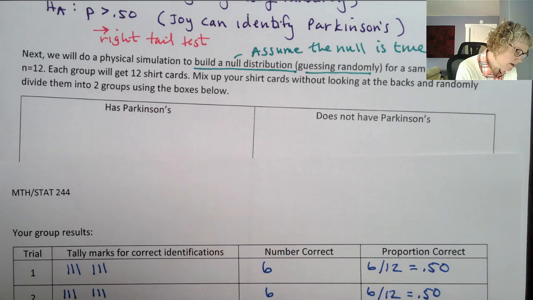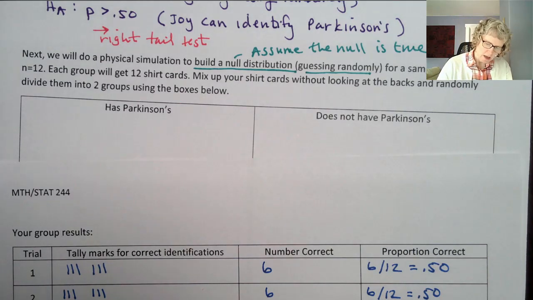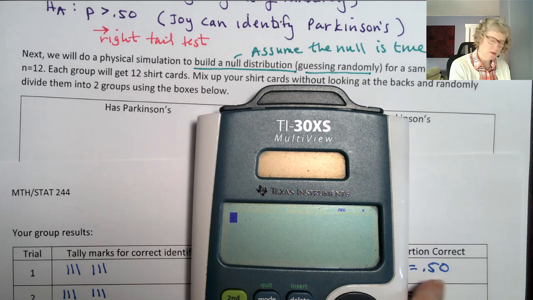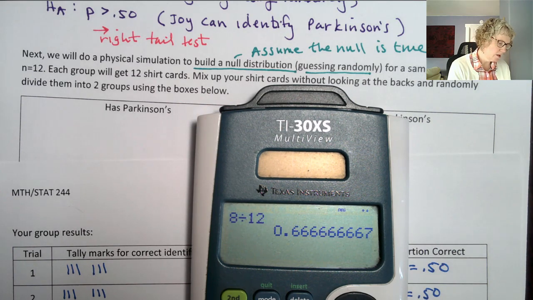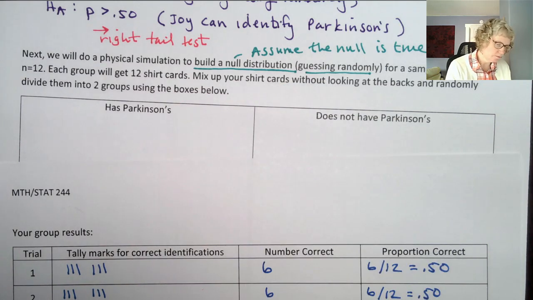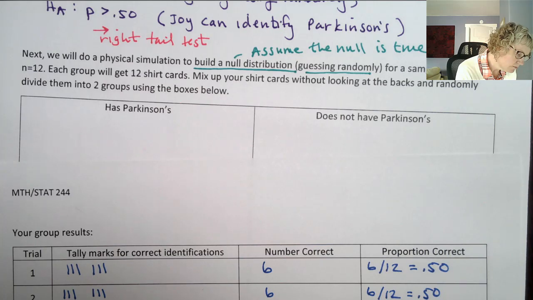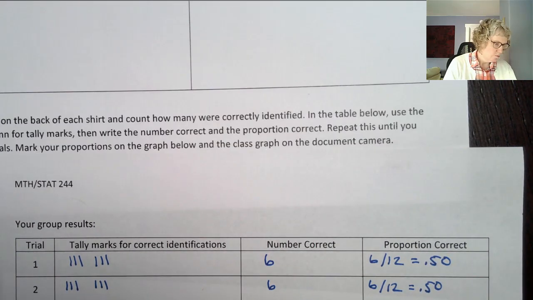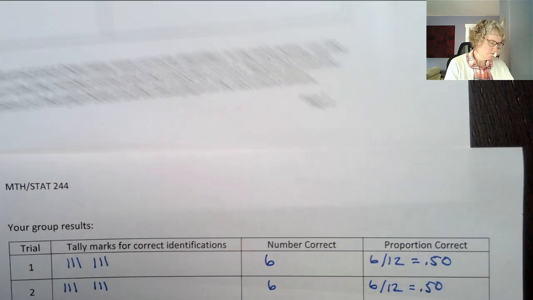So that's 8 correct. 8 out of 12. Let's see, I don't have that one in my head. Where did I put my calculator? I think it's probably 3/4, but let's do 8 out of 12. Oh, 2/3. Yeah, if we reduce that, it's 2/3. So 0.6667. Okay, great. So we've got our 3 trials. And so I'm going to remove this page.